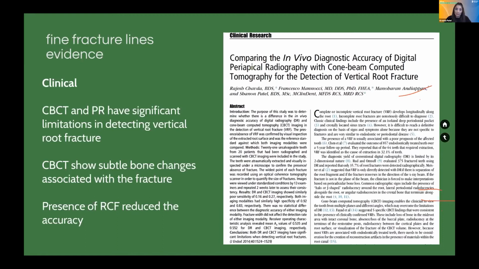And what they found out was cone beam CT and periapical radiographs have significant limitations in detecting vertical root fractures. So not big fractures, I'm talking about fine fractures. But the one benefit that cone beam CT can show is they may show if there is fine bone loss associated with that fracture line. So there is some benefit in taking it, but don't expect to see very fine fractures from it.